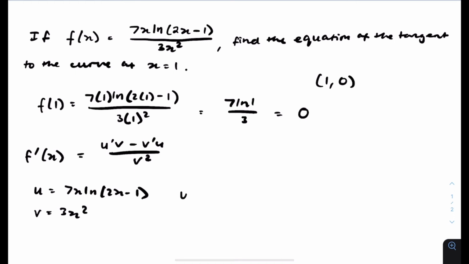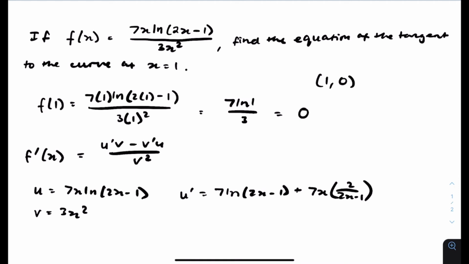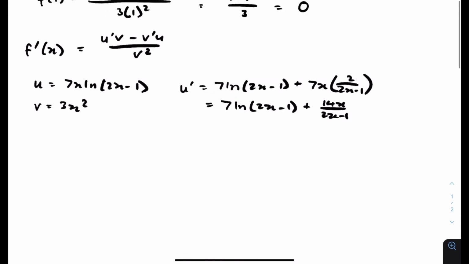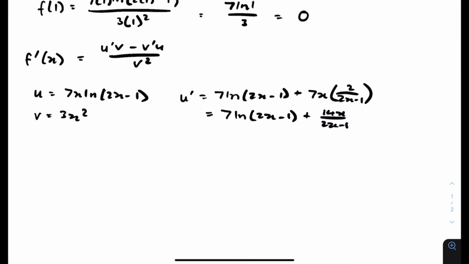So our derivative of u is equal to, and then we use the product rule, so 7 ln of 2x minus 1. I'm doing this a bit quickly, but this is just using the same product rule, plus 7x times 2 over 2x minus 1, which is equal to 7 times ln of 2x minus 1 plus 14x over 2x minus 1. We can leave it like that for now. Now we should get on to actually putting that into the equation.